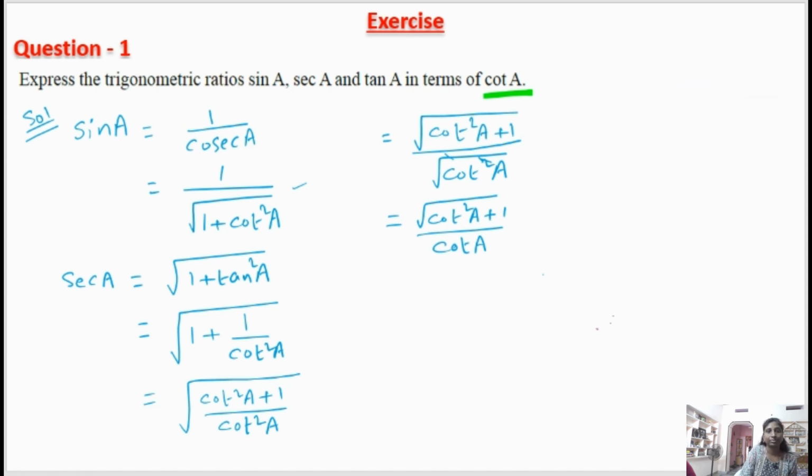Okay, so we have converted here sec A in terms of cot A. Done. Okay, it is the answer.